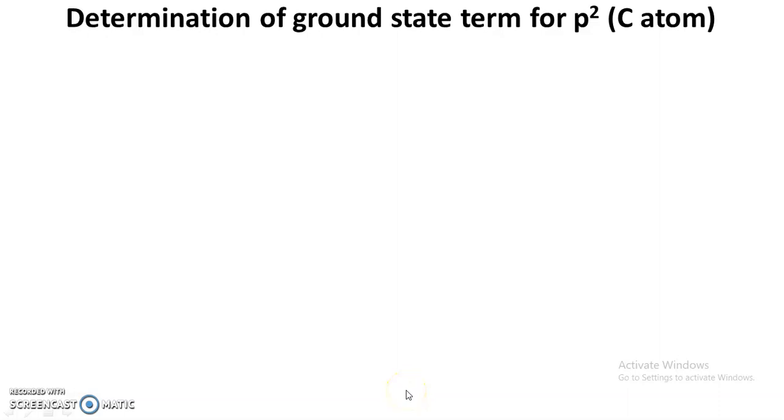Welcome to the online lecture series in organic chemistry, and we are discussing the electronic spectra of complexes. In the earlier video we have seen the microstates, and microstates are the allowed combinations of ml and ms values.